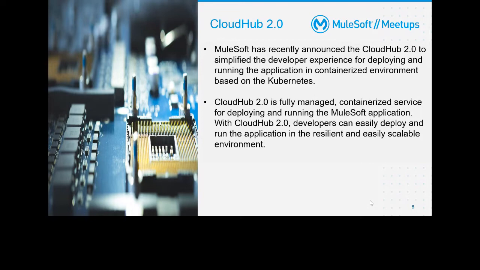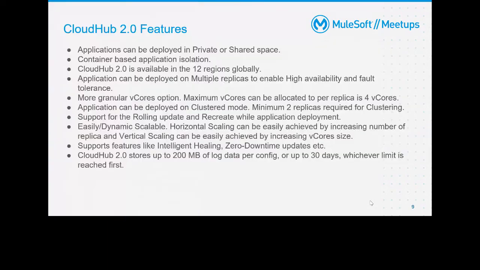Okay, so what are the features of CloudHub 2.0? You can deploy the application in a private or a shared space. The shared space is similar to the shared offering in CloudHub 1.0. It is shared by multiple clients of MuleSoft, so multiple clients can deploy their applications within the same shared space. You are deploying the application in multi-tenant mode, where each and every customer of MuleSoft can deploy their application in that particular space.